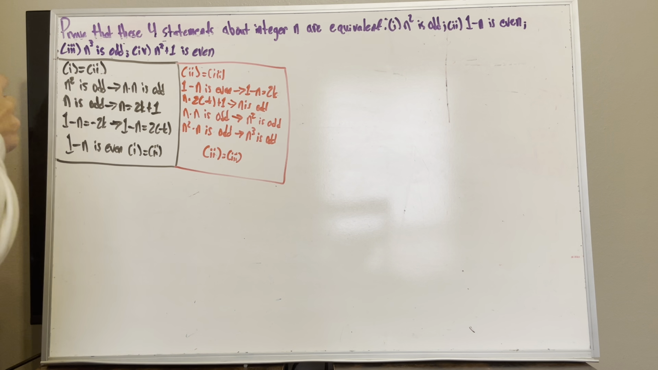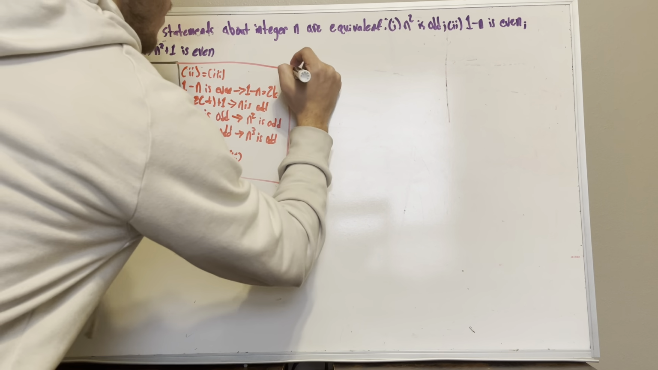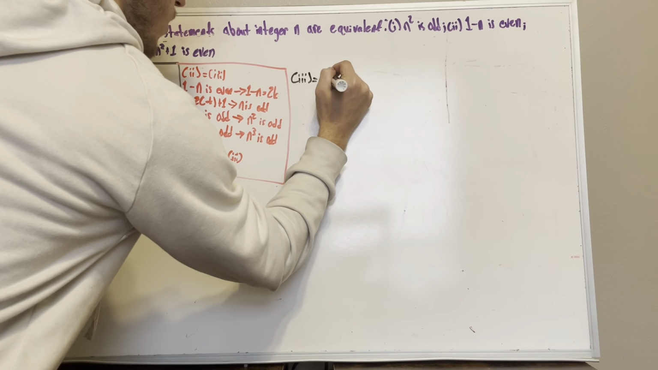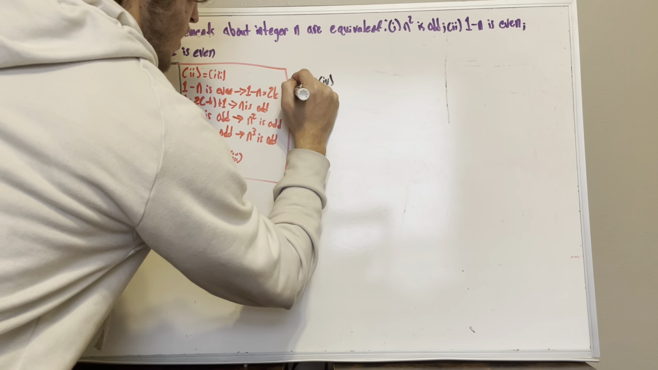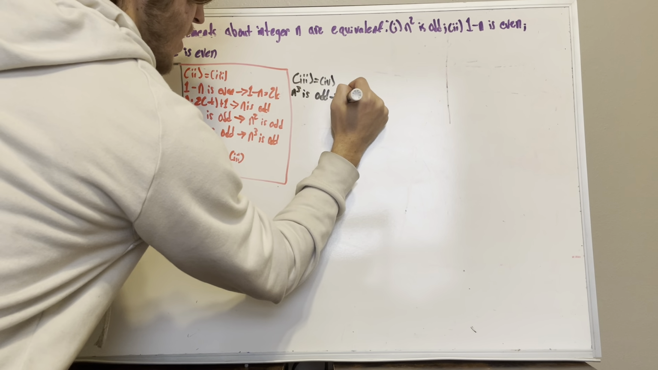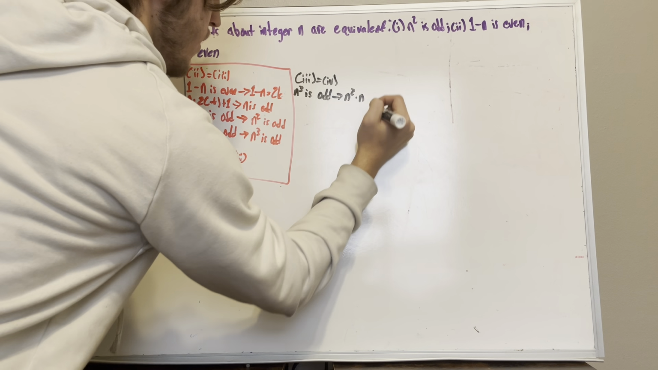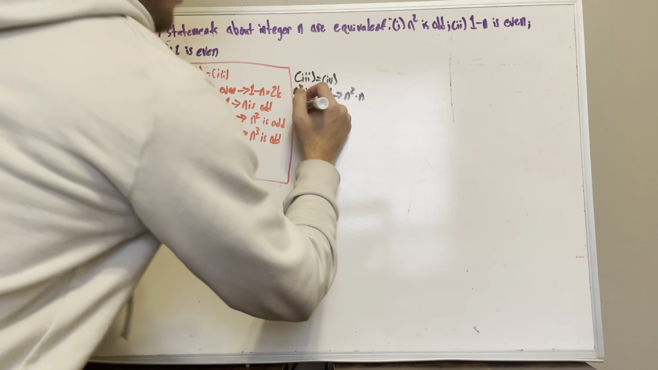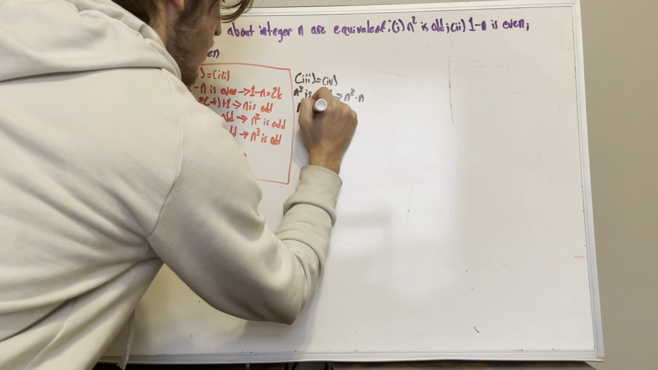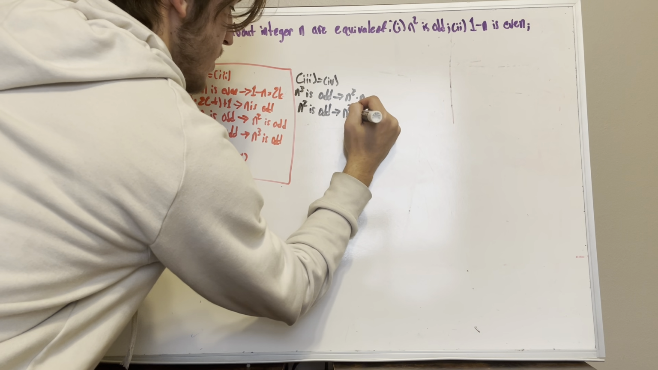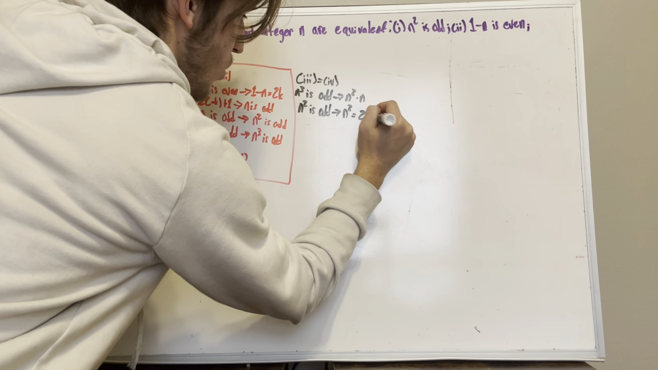Okay, next you start by proving that statement 3 is equivalent to statement 4. So you start off with n cubed is odd, which you can break down into n squared times n. Okay, so an odd integer times an odd integer gives you odd, like I've said. So this means that n squared is odd, which gives you that n squared is equal to 2k plus 1.